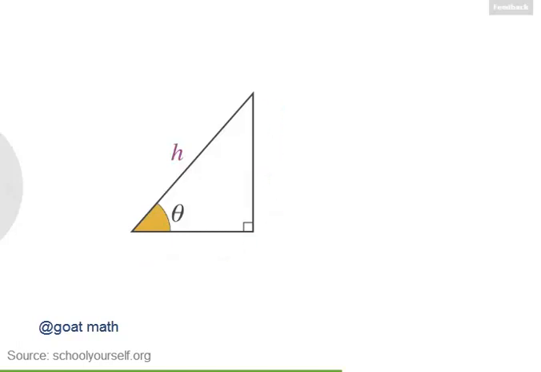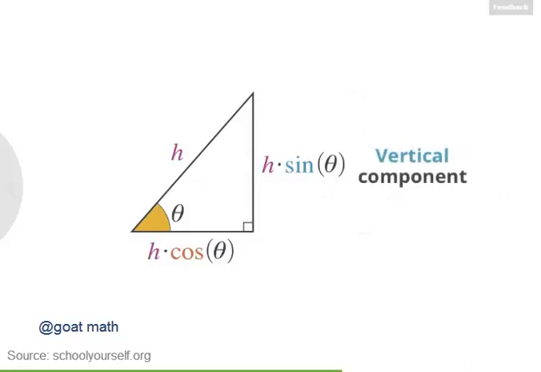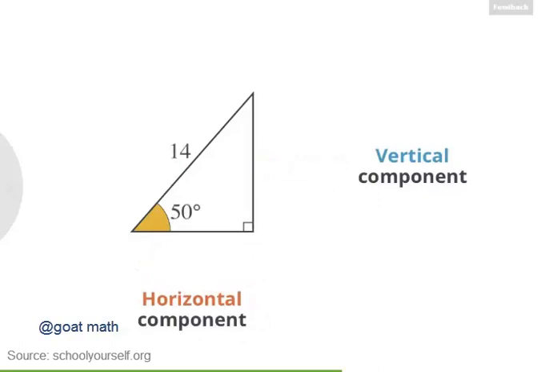To find the length of the leg opposite the angle, multiply the hypotenuse by the sine of the angle. And to find the length of the leg next to the angle, multiply the hypotenuse by the cosine of the angle. In physics and engineering, you'll often hear the legs of a right triangle also being called components. So for example, you could call this leg over here the hypotenuse's vertical component, while this leg over here is the horizontal component.